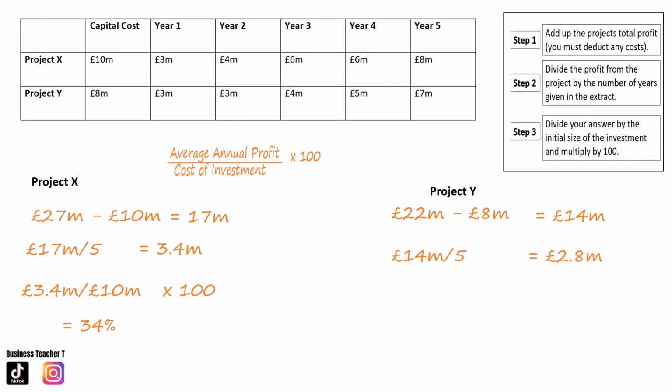And that gives us 2.8 million. So now we need to input that data into the formula. 2.8 million divided by 8 million, which is the cost of the investment, times by 100, and that gives us 35%.